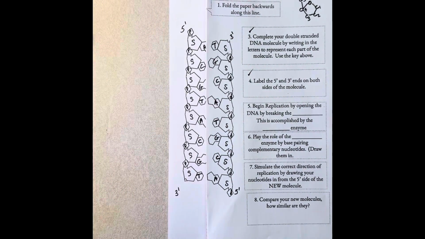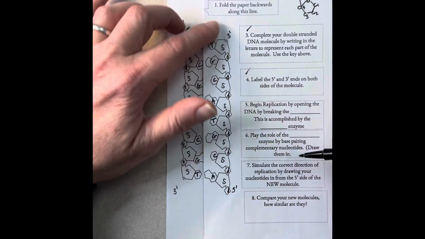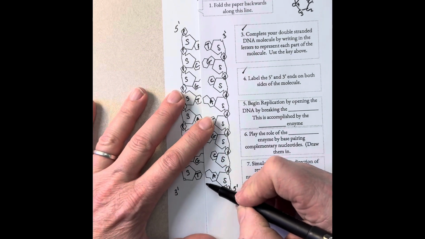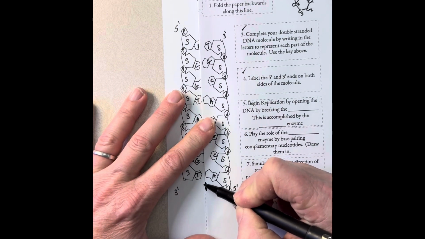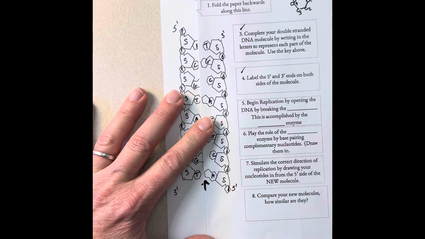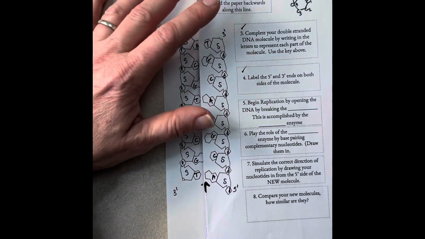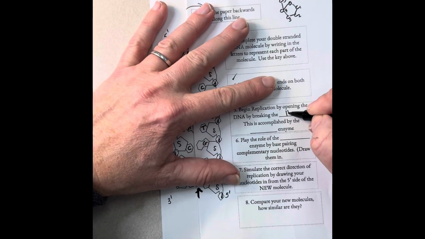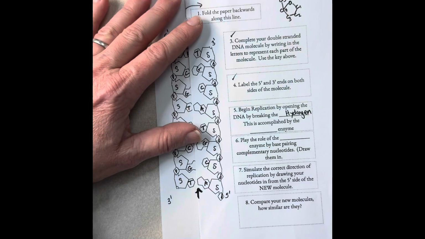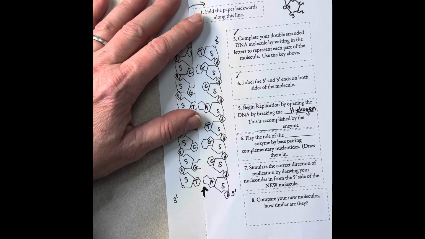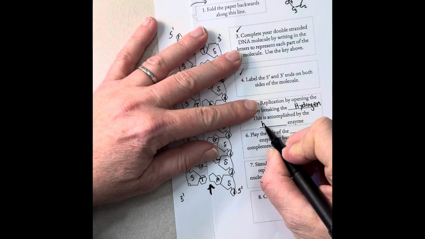4, done. Then number 5 says we're going to begin replication by opening DNA, and by opening DNA, we are breaking the blank. Take a minute. What are we opening that's connecting your 2 nitrogen bases? And the answer is you are breaking the hydrogen bonds. And this is accomplished by an enzyme by the name helicase.